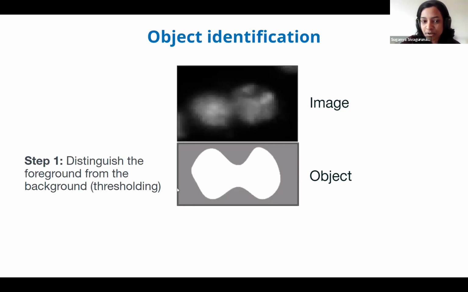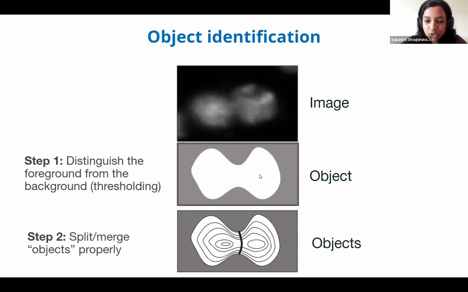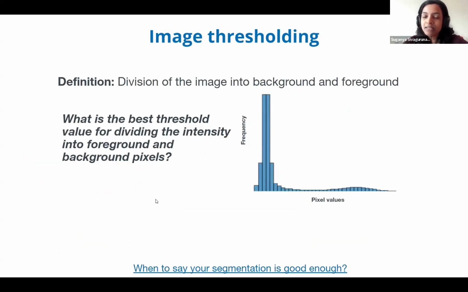something called a thresholding process. And the result of this thresholding process is what we get as objects. So your actual raw images are your images, and whatever you instruct CellProfiler on what is background and foreground is what we call objects. Once you've identified the objects, then we have the option of whether to split these two objects or merge them, and that is step 2. Now we'll see how step 1 is done, like how thresholding is done and what thresholding is.